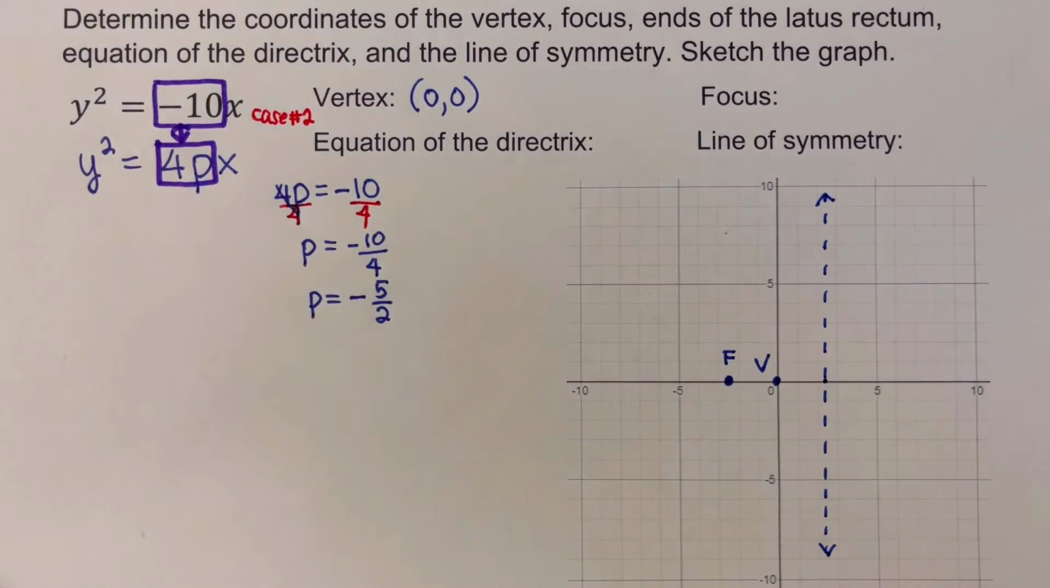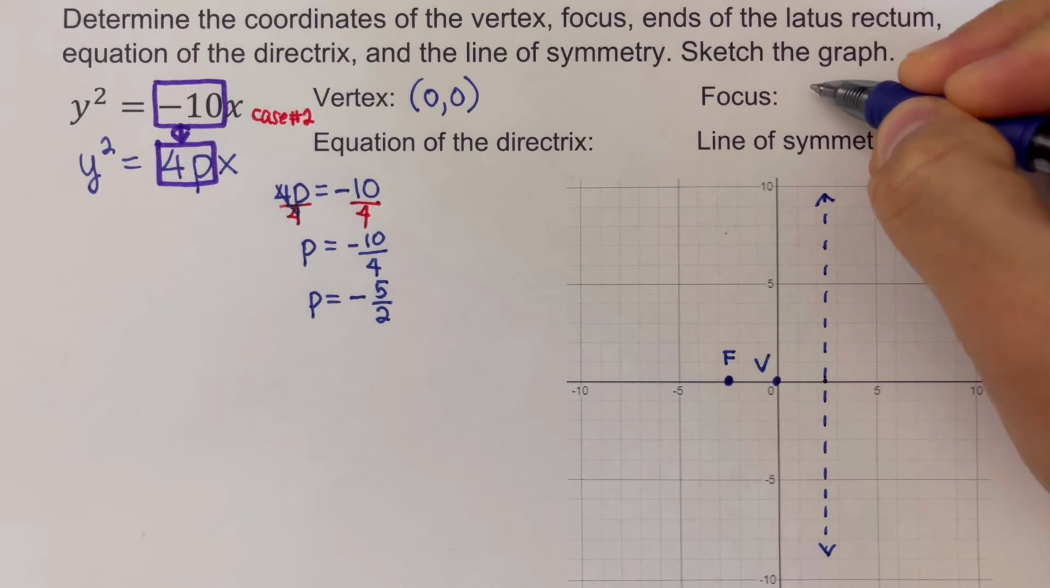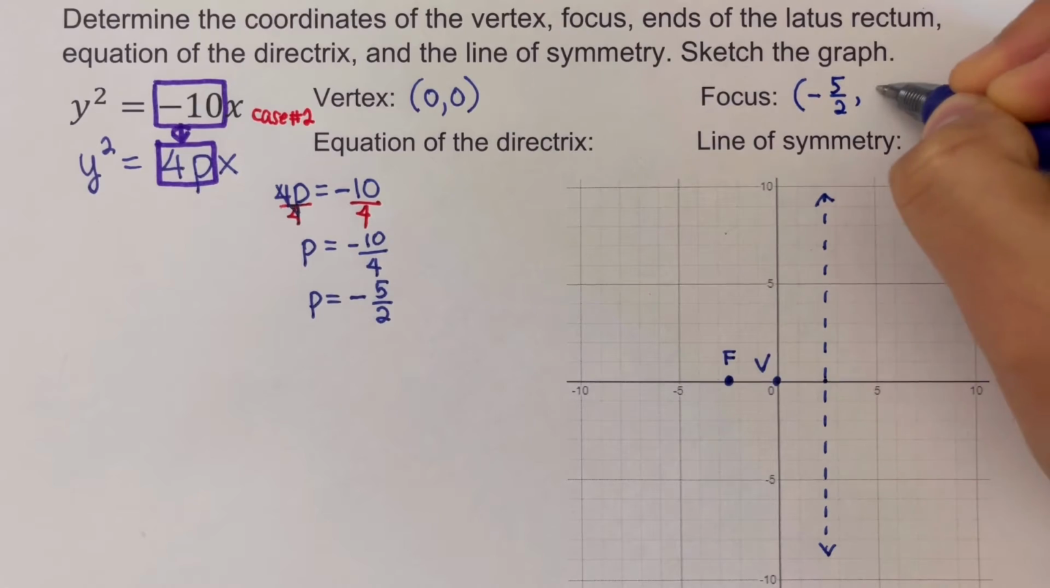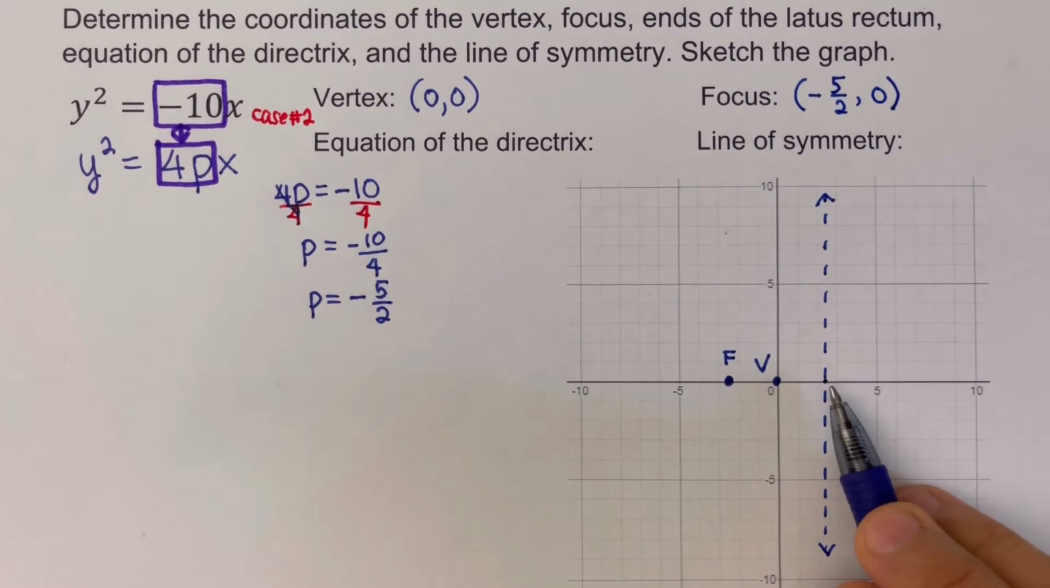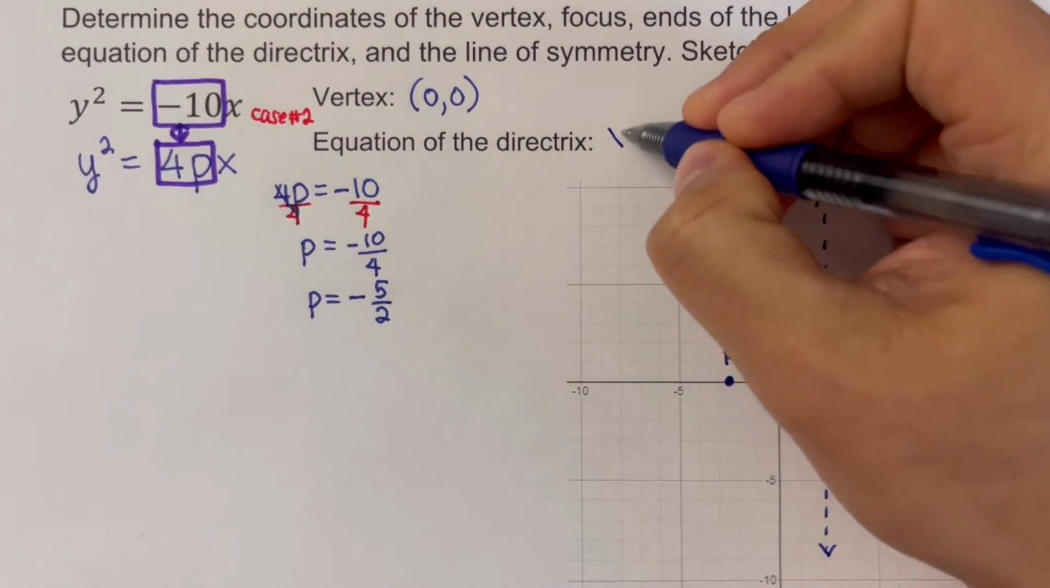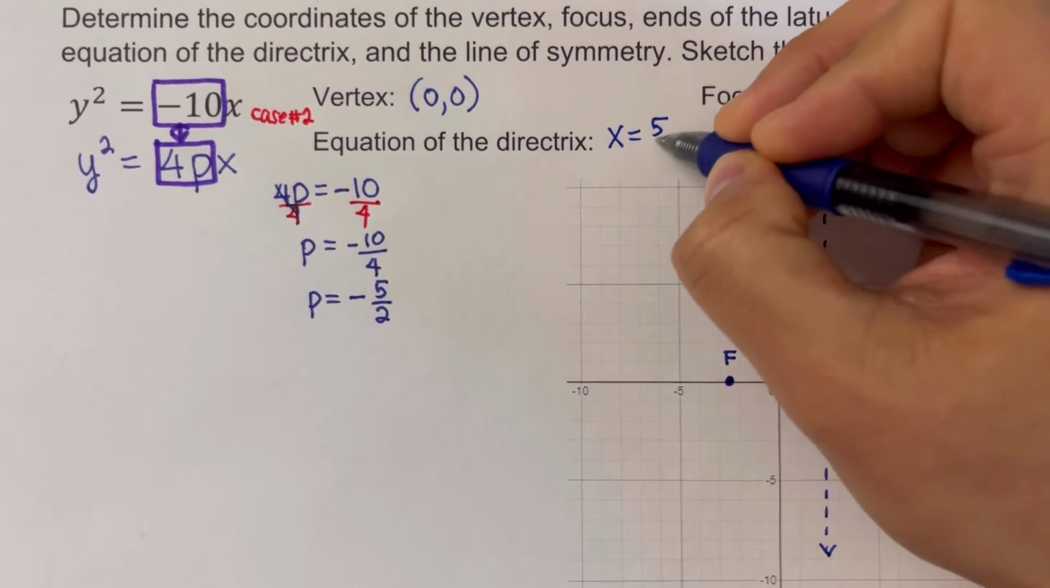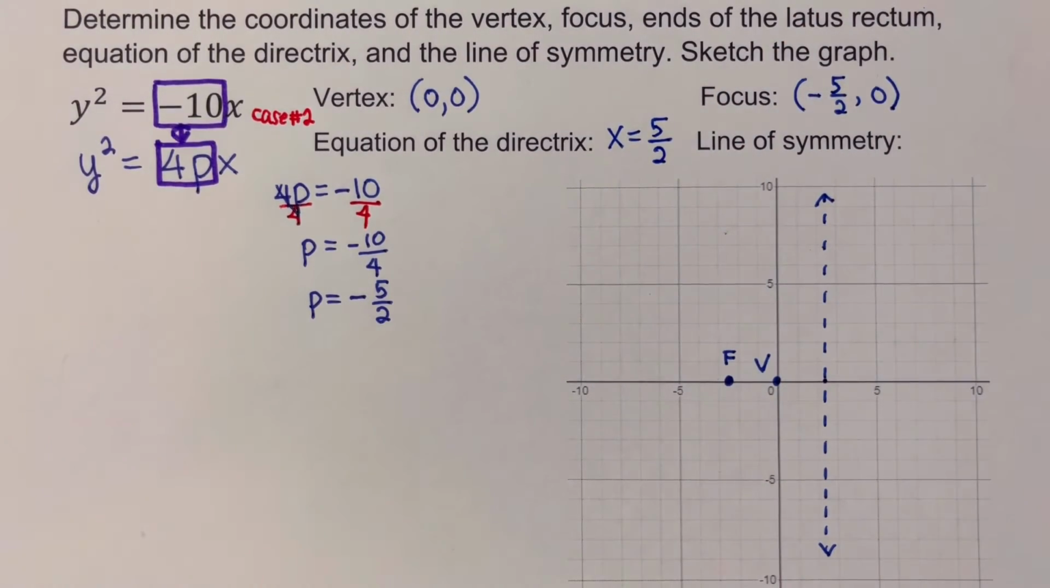Okay, so we can go ahead and say that our focus here is located at negative 5/2, 0. And the equation for the directrix is x equals positive 5/2. Now, we are ready to sketch the graph of this equation that we have right here.